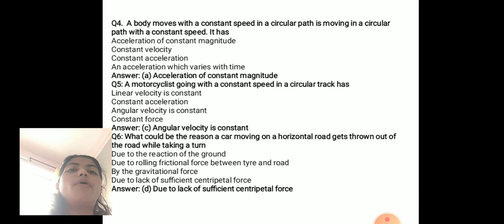Now, a body moves in a circular path with constant speed. Then what is the actual position here? What condition is present there?